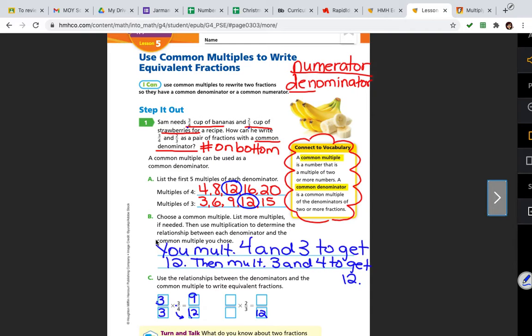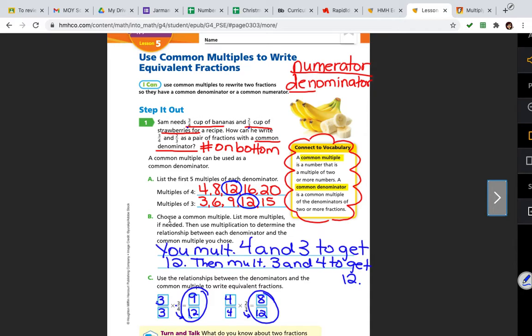All right, we want the same denominator for 2/3. So 3 times what equals 12? 3 times 4, because 4 times 3 is 12. So let's multiply the top number by 4. 4 times 2 is 8. So we have a set of common denominators, 9/12 and 8/12 for 3/4 and 2/3. They are not equivalent, they just have common denominators.